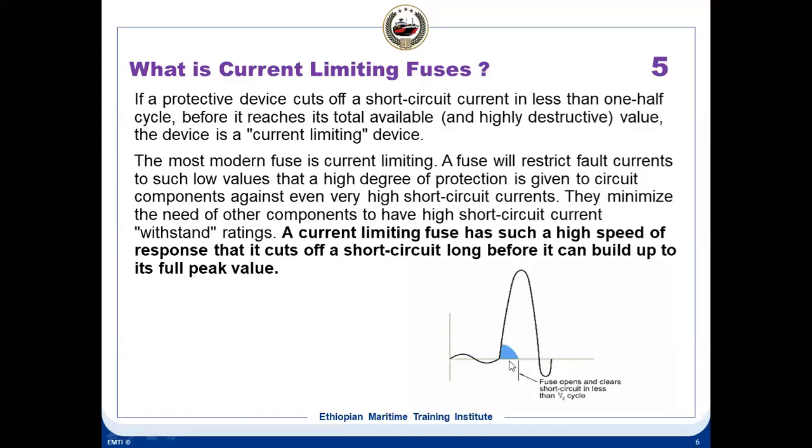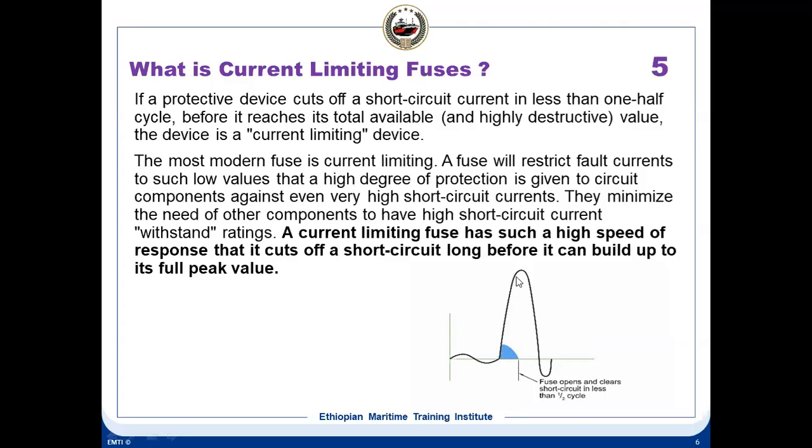So the most modern fuse is current limiting, because the other fuse is non-current limiting, which means it will wait for the full short circuit current to flow till here. Then it blows. But in this case, it will blow immediately at the start of the short circuit current. So a fuse will restrict fault currents to such low values that a high degree of protection is given to the circuit components against even a high short circuit current. So it will give a protection.